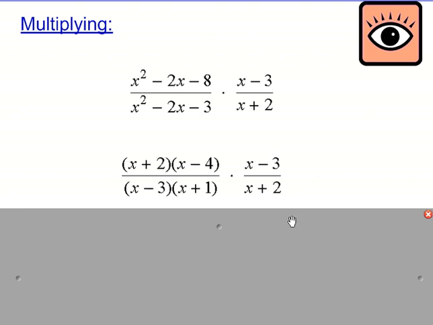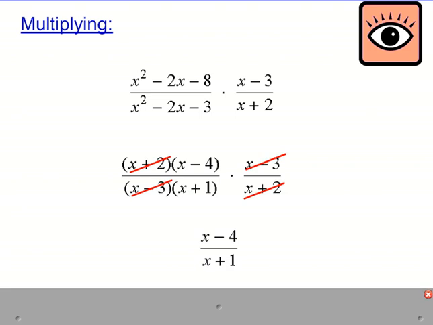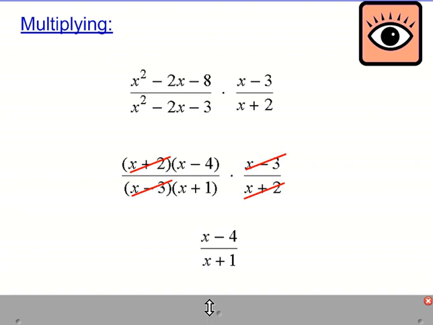Now what we do is we look for things to cancel. So we have that x plus 2 in common as well as the x minus 3 in common. So we'll cross those out. And then that will leave us with just x minus 4 times x plus 1. We have to remember that we cannot cross off these x's. These x's are part of a binomial. So because they're part of a binomial, we're going to leave them alone exactly where they are. We're not going to be able to touch them.